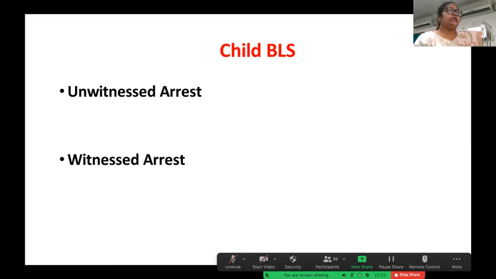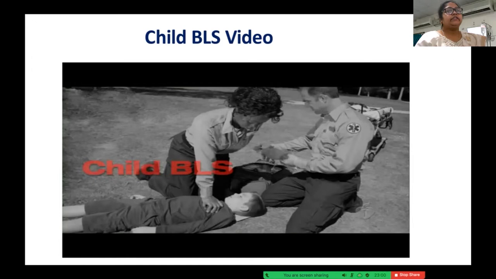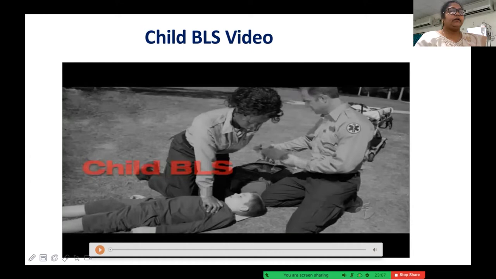So if you're unwitnessed arrest, you have to provide chest compressions or bag and mask and then go for help. But whereas in witnessed arrest, you need a defibrillator urgently. So we have to run for a defibrillator as soon as possible. We'll watch a video of child BLS now.